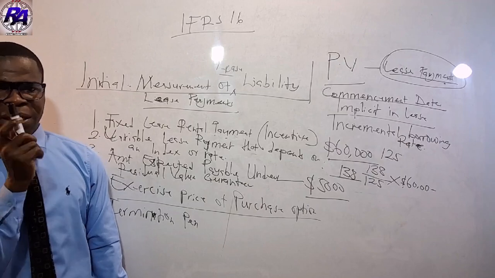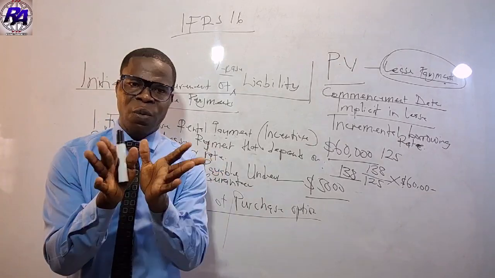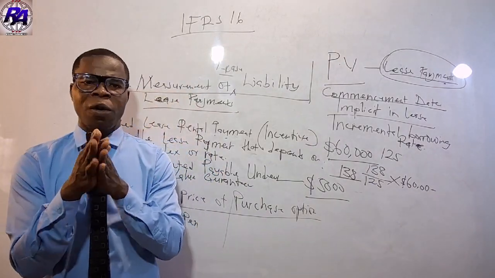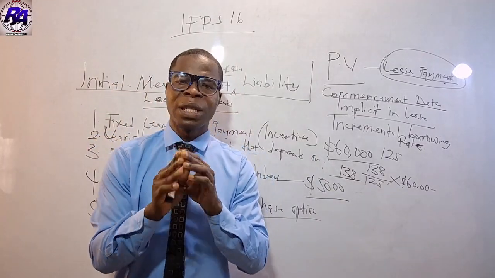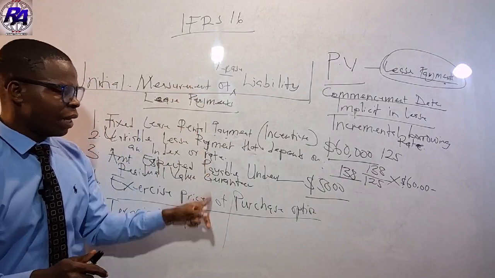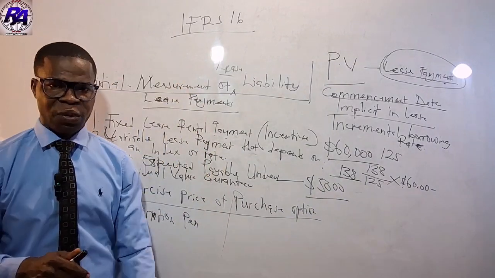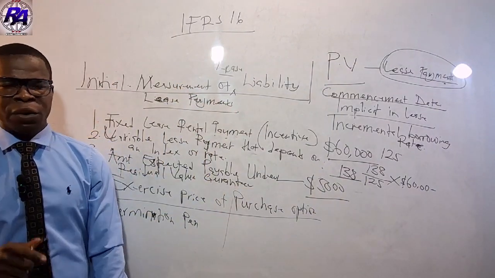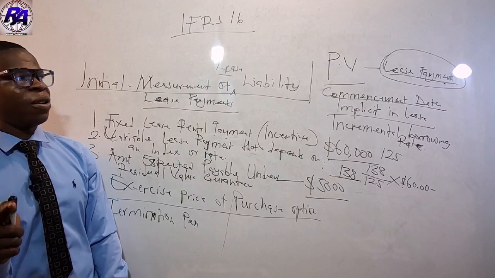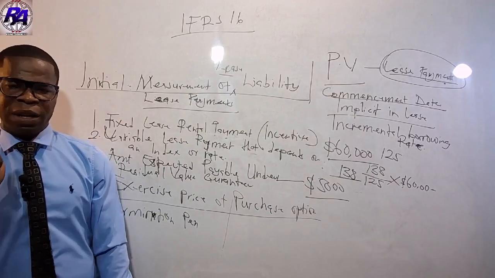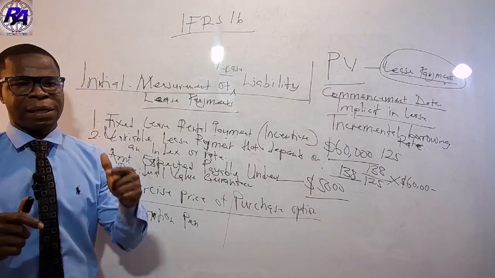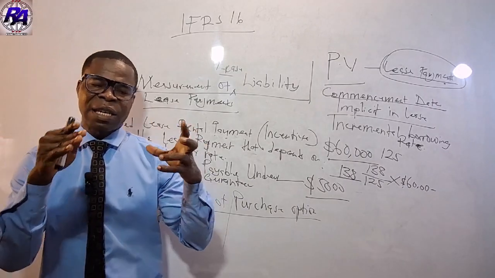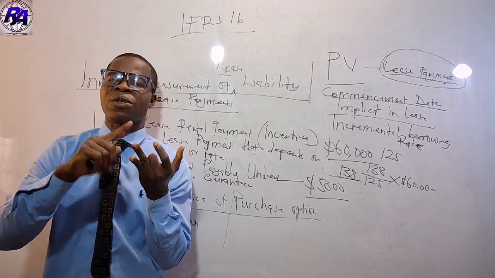Please take note. In some questions, they will give it to you. They will tell you that the present value of all lease payments is $100,000. That means they have already given you the lease liability. You don't have to go through this stress. You don't have to go and look for all this. Yours is to look for the initial value of the right of use asset. We indicated that the lessee must initially recognize a lease liability and a right of use asset.